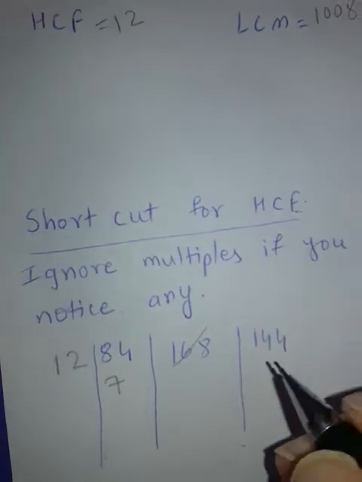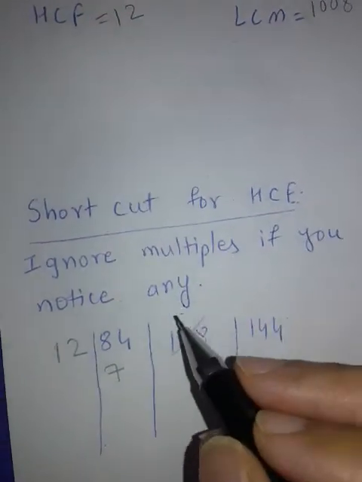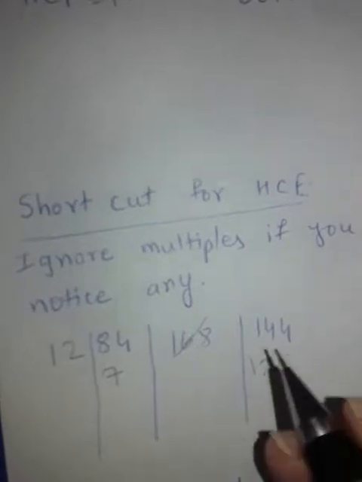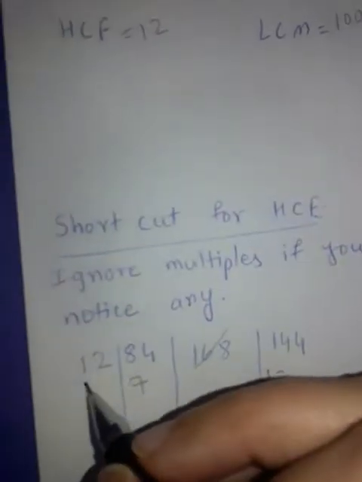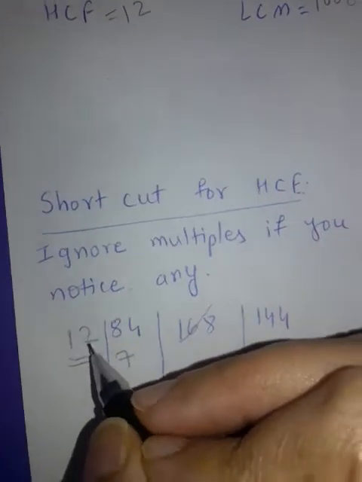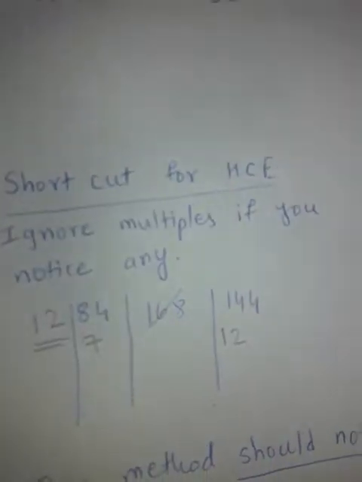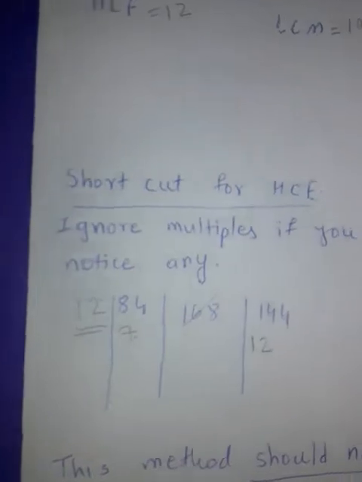12 7s and this is 12 12s. I have ignored this. 12 7s and 12 12s. There is no common factor between 7 and 12, so I am going to stop here and my HCF becomes 12. My HCF becomes 12.